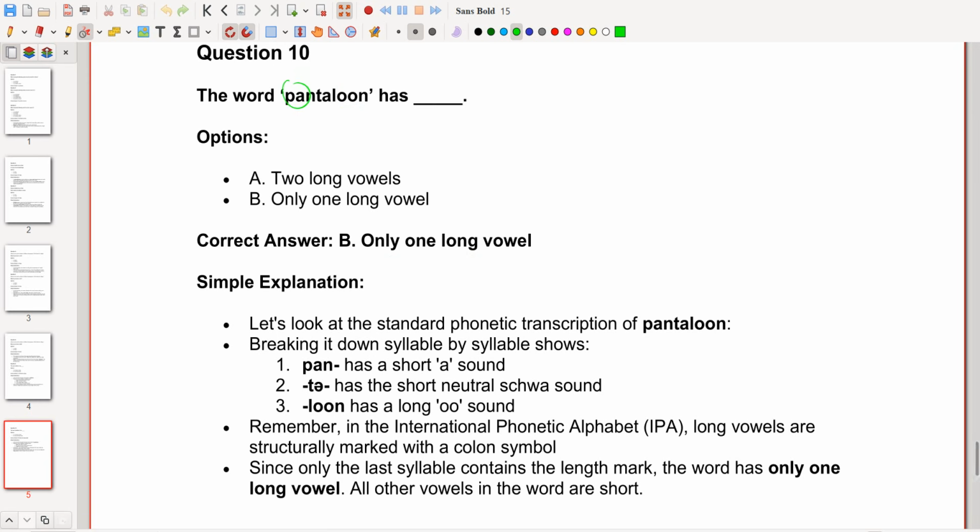Even though there are two other vowels, I'm only prolonging the pronunciation of this vowel. So I'm having only one long vowel. Pantaloon. Only the oo sound here is prolonged. So I'm just having only one long vowel.